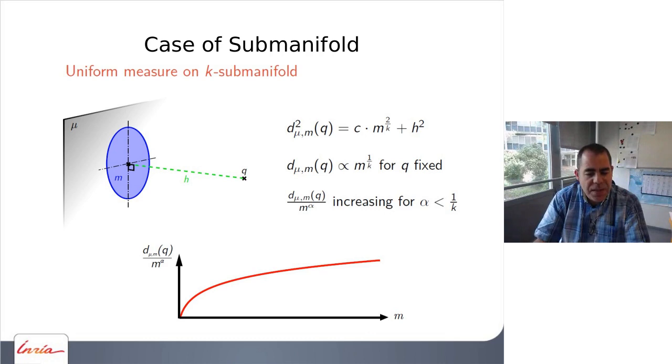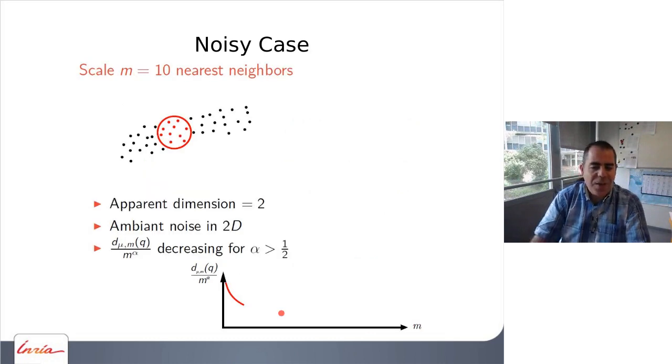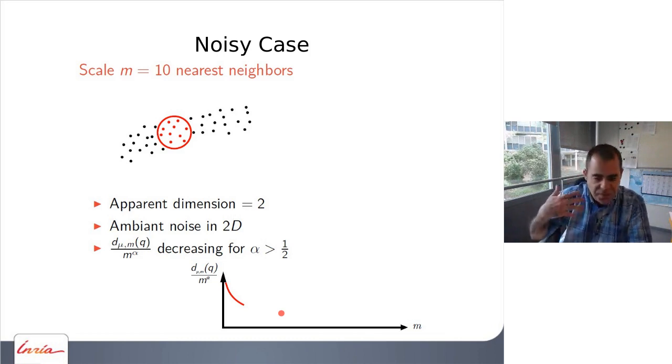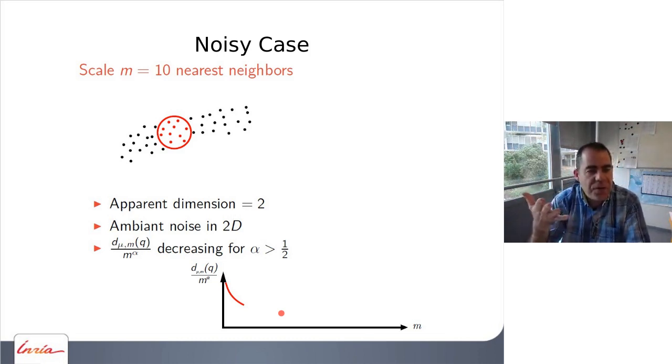I guess you see me coming. What we did, in fact, now what do we want? Well, we want to devise a new distance function with capability of resilience to variable noise. Because on the left, if the apparent dimension is 2, namely for this point set sampled in 2D, then that means we capture the ambient noise. This function is decreasing for alpha greater than 1 over 2.